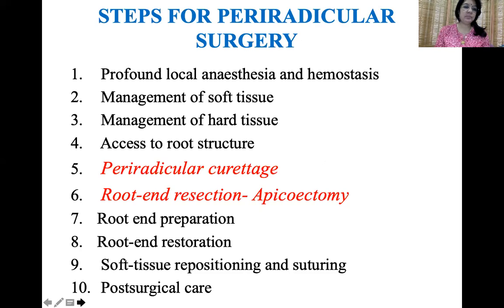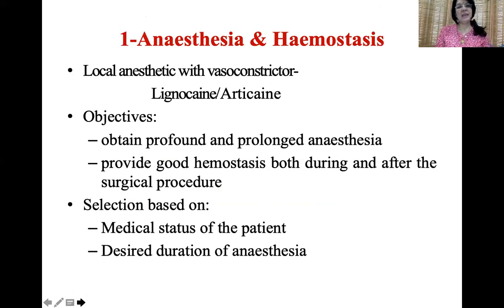So the first part, that is anesthesia and hemostasis, is, as you know, common with what we do in oral surgery. We choose an anesthetic which is long acting and which will give you profound anesthesia. So the objective always during any anesthesia is that it should give you profound and prolonged pain relief, and it should provide hemostasis as well during the surgical procedure. So all the local anesthetic that you will be using will contain a hemostatic agent. The selection of the anesthetic is based on the medical status of the patient and the desired duration of the anesthesia.